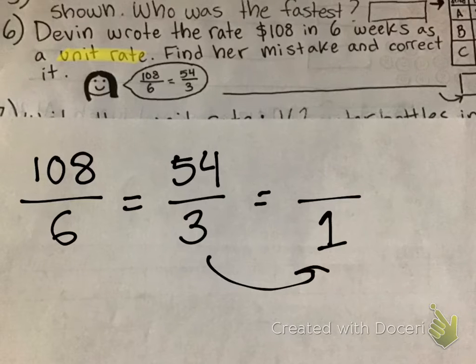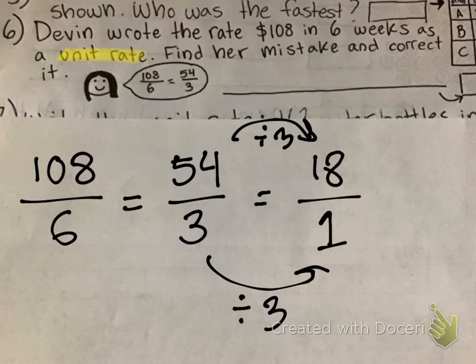How do we get from 3 to 1? We do what? Divide by 3. We divide by 3, so we do the same to the top. We divide by 3. And what do we get? 54 divided by 3. Take your time. Romario, what's our answer? 18. So our unit rate would be 18 over 1.